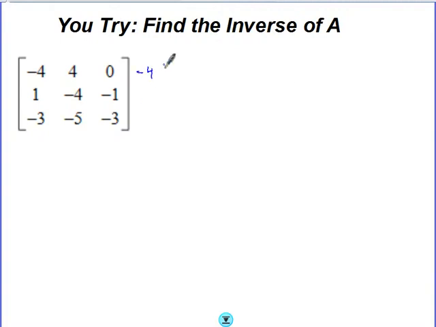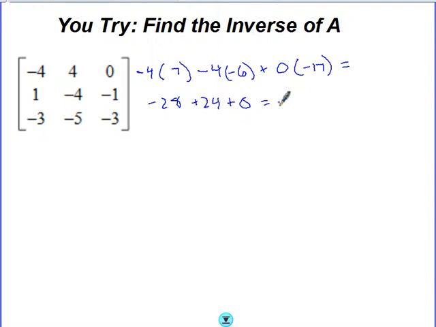So -4 times, cross those out, and so I would have 12 minus 5, which is 7. All right, and then the second one is minus. So if I cross the first row, second column, I would have -3 minus 3, which is -6. And then the last one, 0 times, cross out first row, third column, -5 minus 12 would be -17. All right, so I would have -28 plus 24 plus 0, which is equal to -4. All right, so that was step 1, find the determinant.